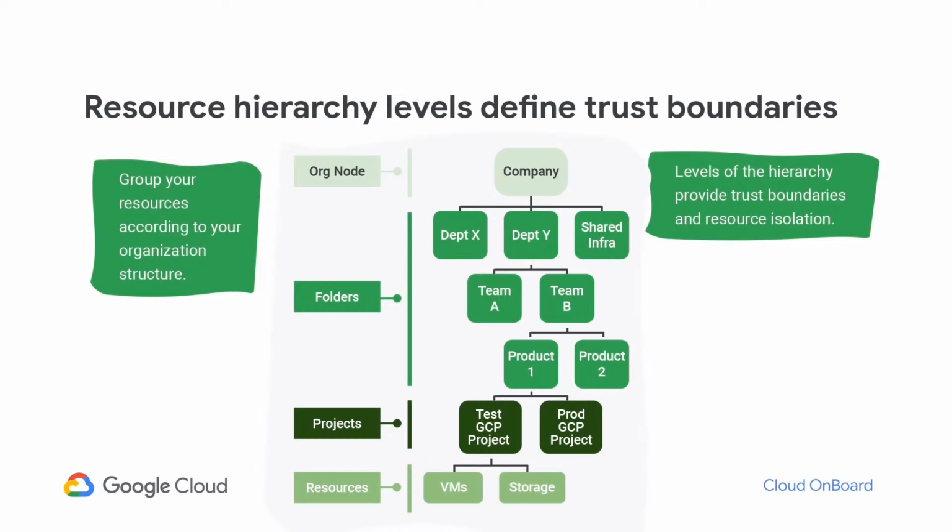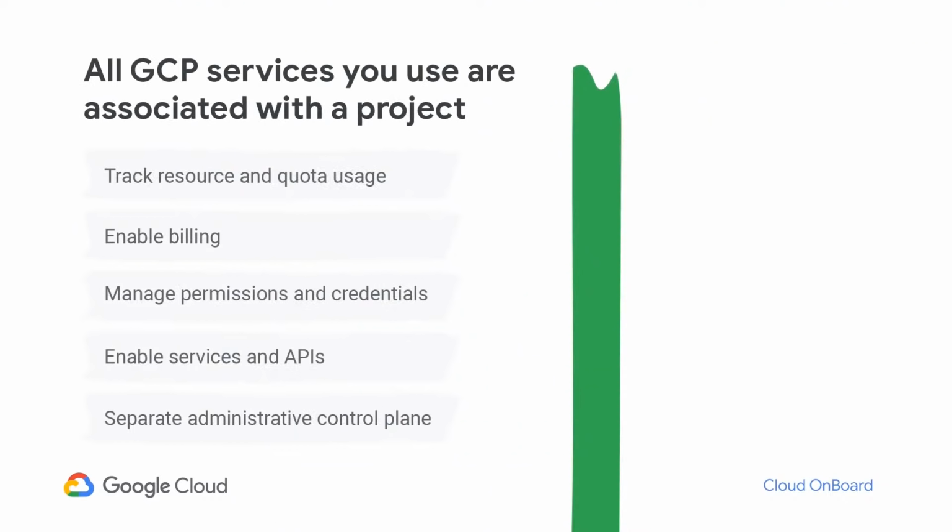And then these projects can optionally be organized into folders, where folders can contain other folders also, and all the folders and projects finally sit under an organization node, which is also called an org node. All the Google Cloud Platform resources belong to a Google Cloud Platform project. The projects are everything. They are the basis for enabling and using any GCP service.